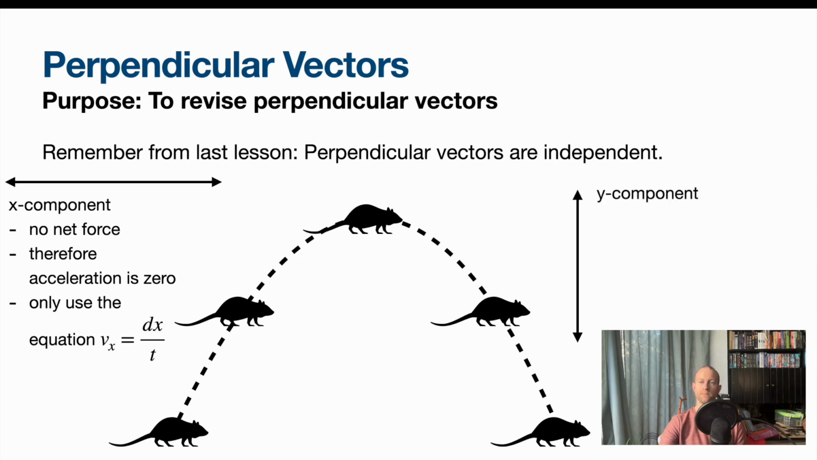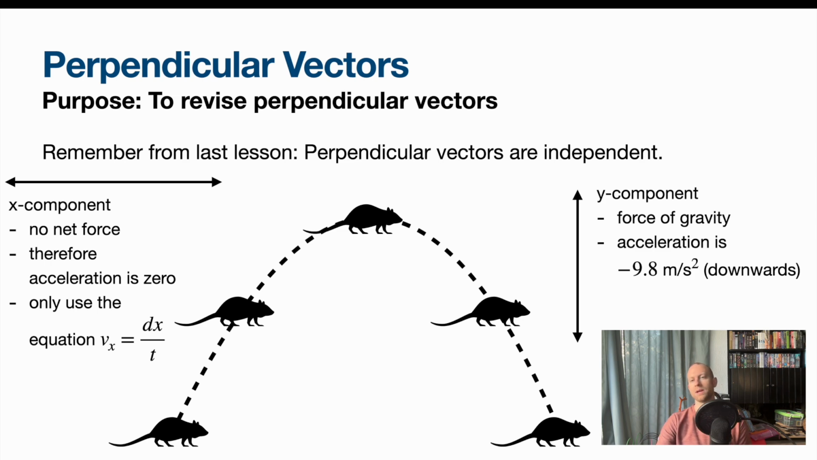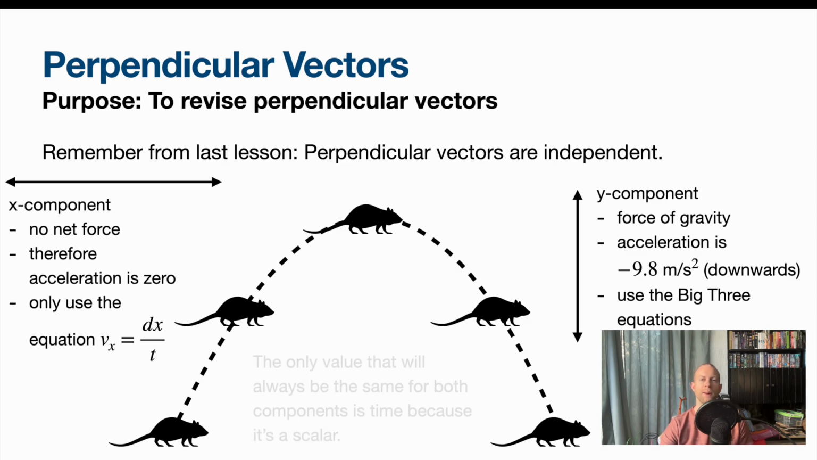In the Y component, which is up and down, then we have force of gravity. This is causing your rat to fall back to the ground. It goes up, and it has to come back down. So if we have force of gravity, we've got an acceleration of negative 9.8 meters per second squared. The negative means down. We know this already. I taught it last unit. That should be no surprise. So the Y component is the same as last unit. Use the big three equations. Now we're just adding an X component. That's the only different thing that's going on here.